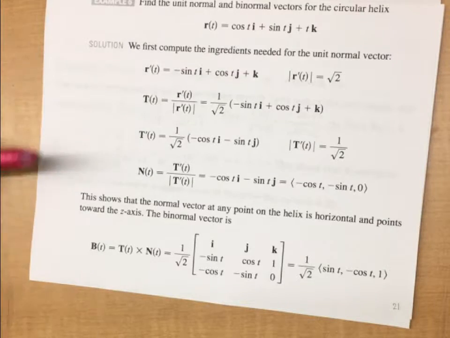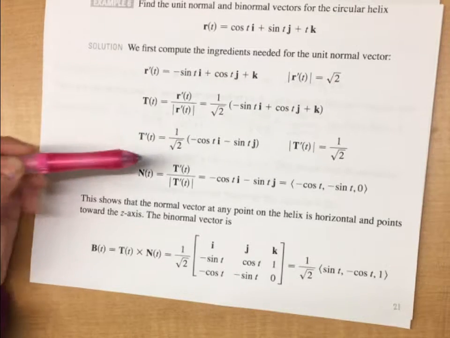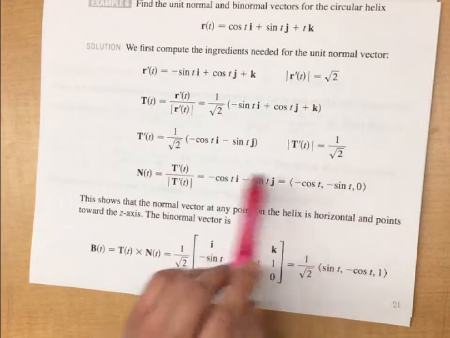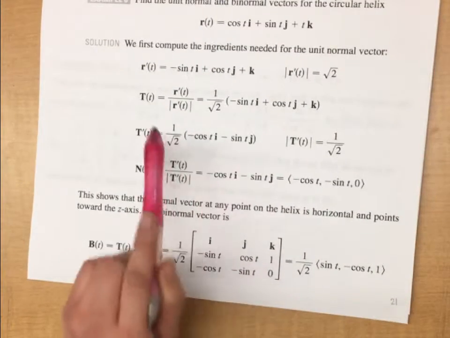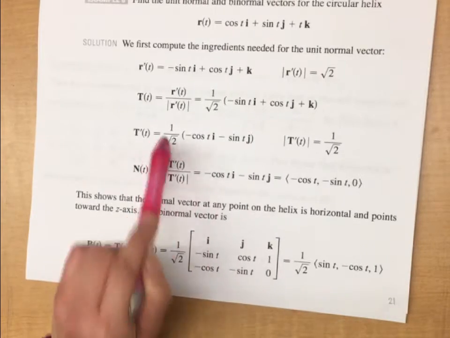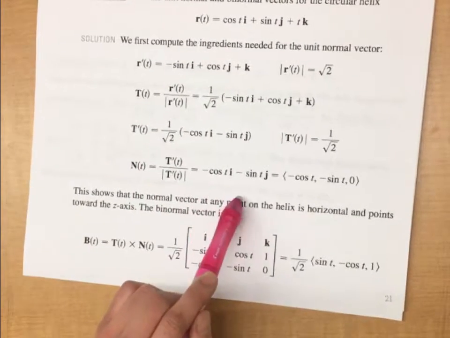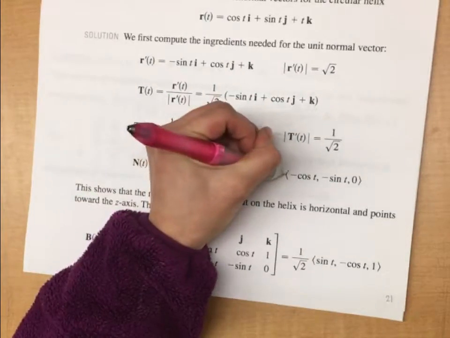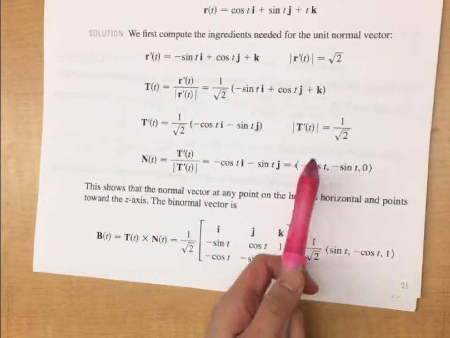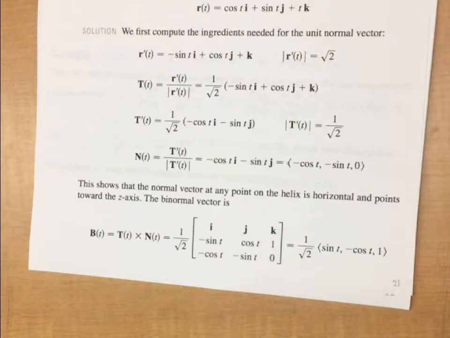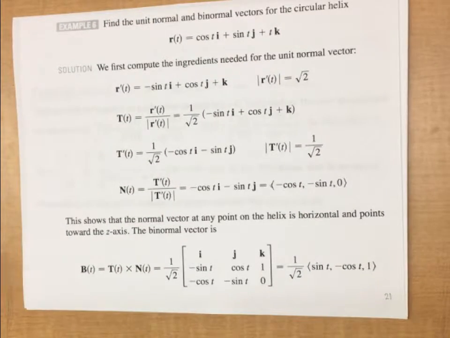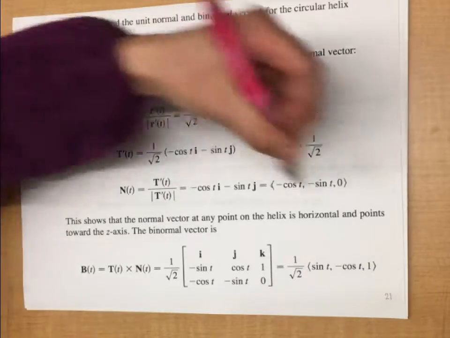And then from there, we find the N of t, which is T prime of t over the magnitude. And so that is just over here. The 1 over root 2's cancel out. So it comes out to negative cosine t, negative sine t, 0. This shows that the normal vector at any point on the helix is horizontal and points towards the z-axis because the z-component is 0.